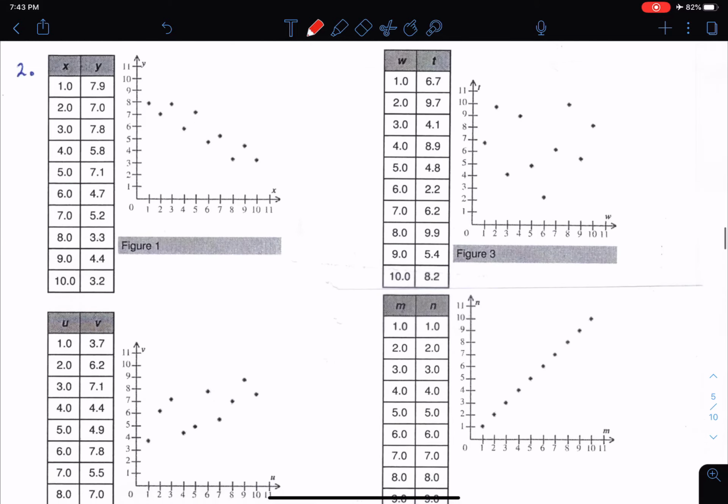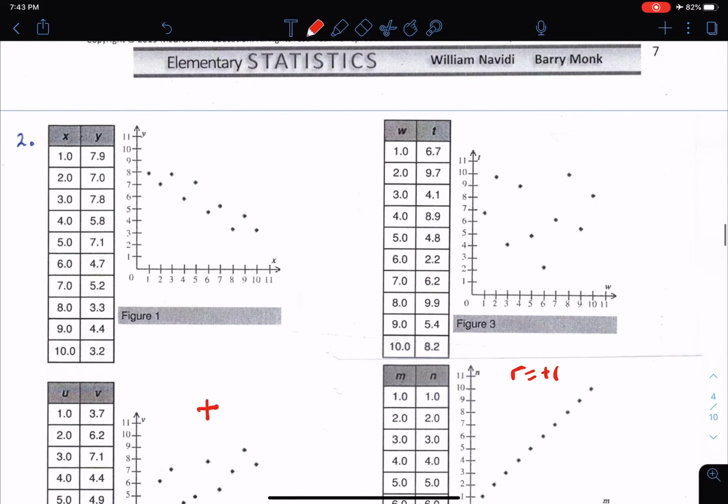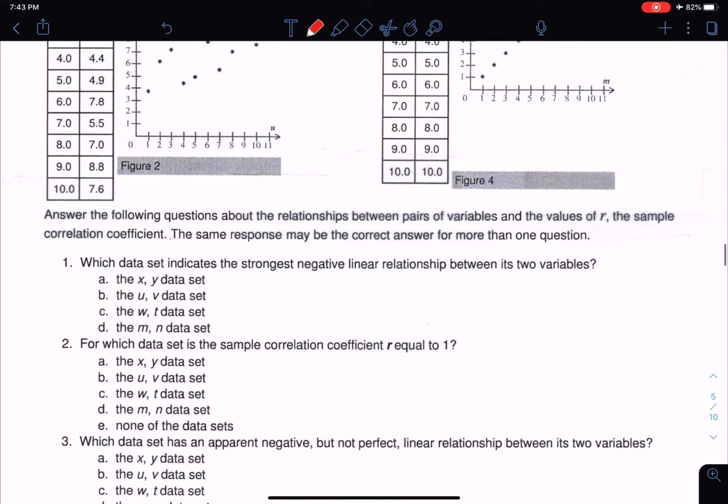Okay, well, the only ones that are negative, right, that's positive, and that's a perfect +1. And this is the only one that's negative, right? It's not perfect, but it's negative. So we're going to use the variables x and y, because that's the negative correlation. It's the only one that's negative. Which data set indicates the strongest, not a perfect, strongest negative linear relationship between its two variables? Which one is that? That's going to be, I said, right, A, which happens to be xy.